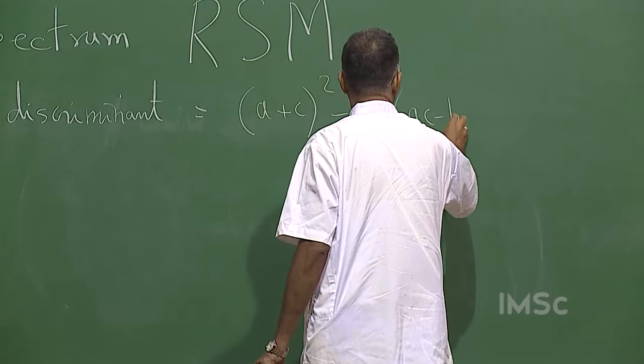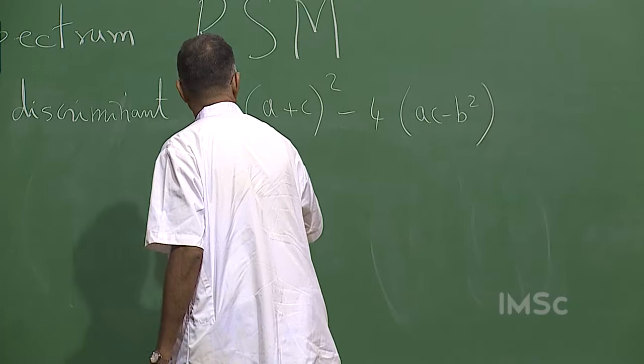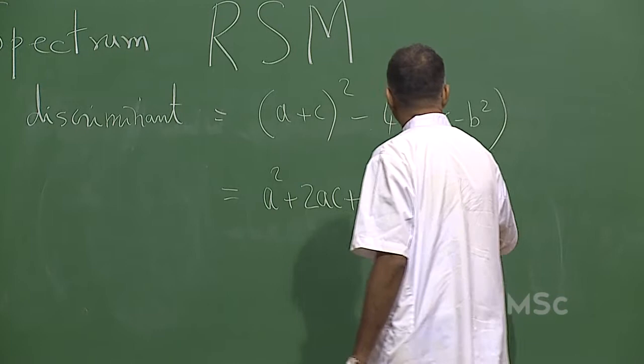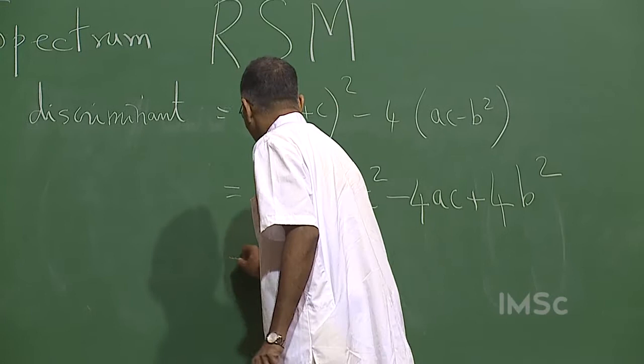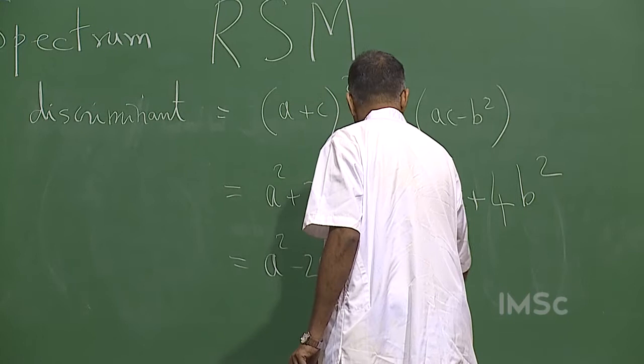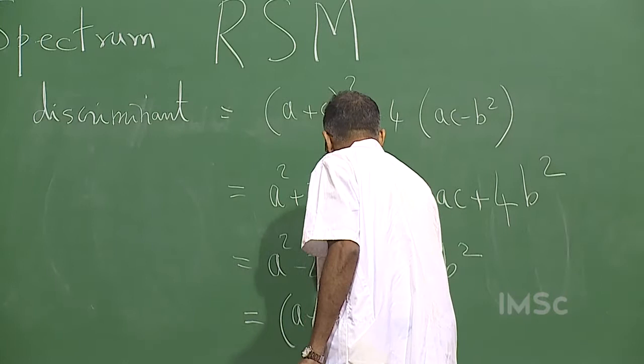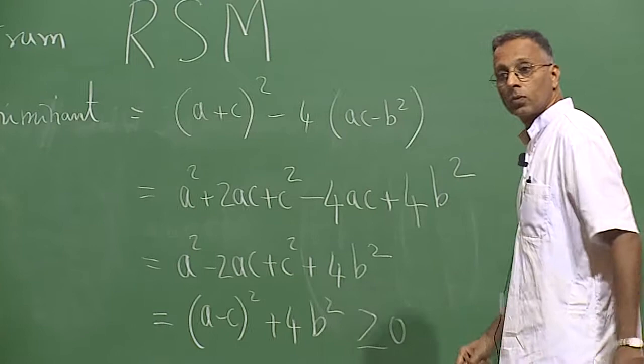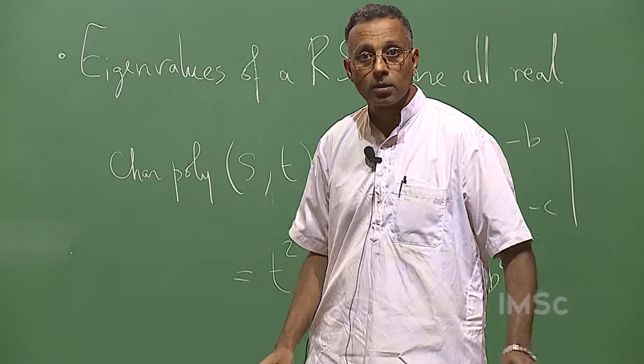So let's compute this. This is A square plus 2AC plus C square minus 4AC plus 4B square, which simplifies to A square minus 2AC plus C square plus 4B square, which is (A minus C) whole square plus 4B square, which, because A, B, C are real, is bigger than or equal to 0. So we've proved this theorem for the case of a 2x2 matrix, right?